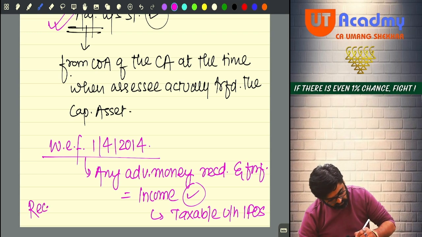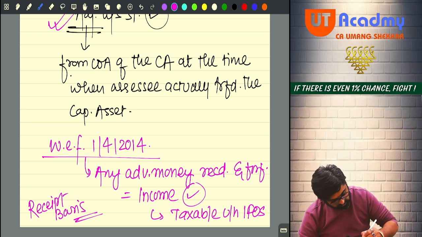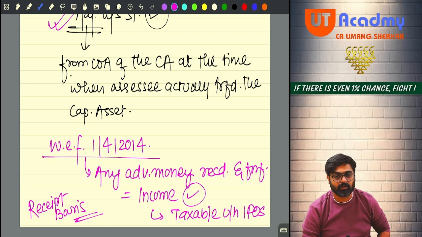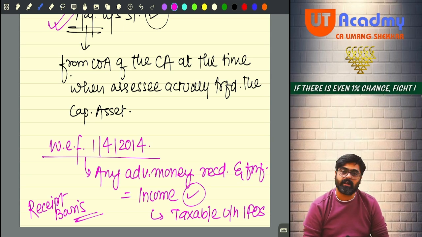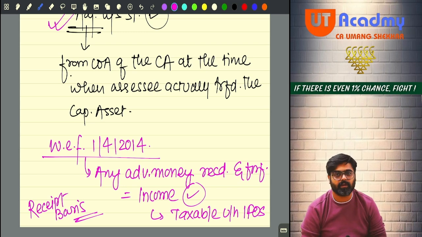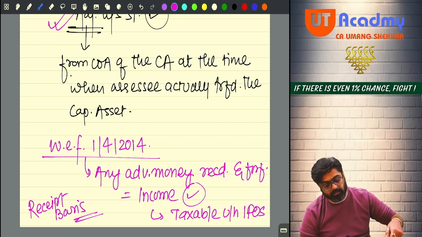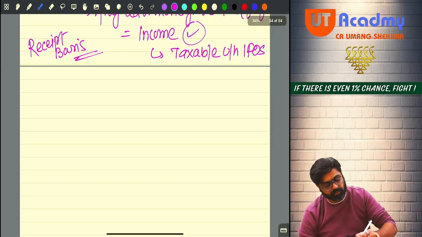On what basis? Receipt basis only. Taxable on what basis? Receipt basis. The year in which it was received and forfeited, in that same year it will be made your income and shall be charged under the head IFOS. Now we will not wait. Now this type of advance money received and forfeited will not be adjusted under section 51.